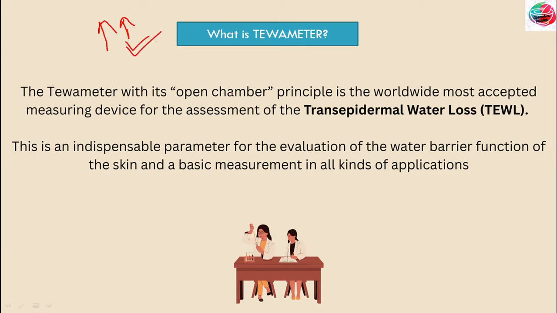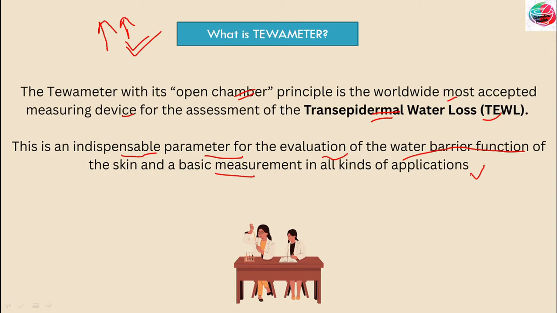The TEWAmeter, with its open chamber principle, is the worldwide most accepted measuring device for the assessment of the transepidermal water loss. This is an indispensable parameter for the evaluation of the water barrier function of the skin and a basic measurement in all kinds of applications. Even the slightest damage in the skin water barrier can be determined at an early stage.